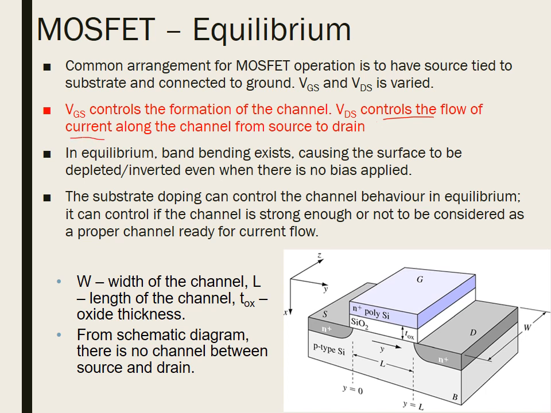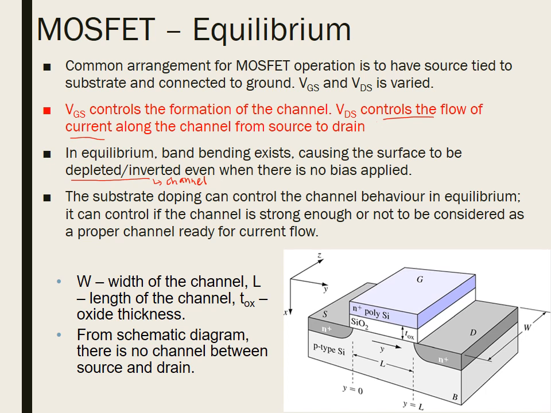As seen earlier, in equilibrium, band bending happens, thus causing the surface to be depleted or inverted even when there is no bias applied, meaning that a channel exists at equilibrium. The substrate doping can control the channel behavior in equilibrium. It can control whether the channel is strong enough to be considered a proper channel ready for current flow. I have shown this before.